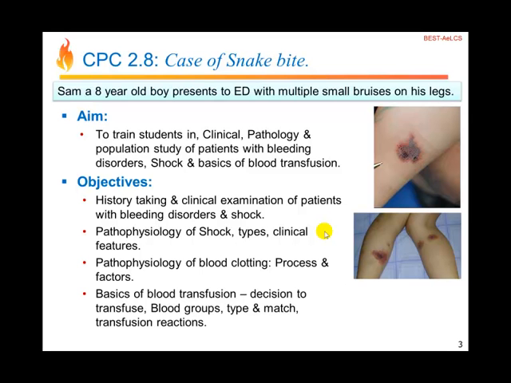You have done a bit of it, that is blood groups, but we will be covering a bit more of the practical application: the decision to transfuse, what patients require transfusion, what type of blood component they would commonly require, what the blood groups are, how we do typing and cross-matching before giving transfusion, and briefly what the common reactions and side effects of transfusion are.